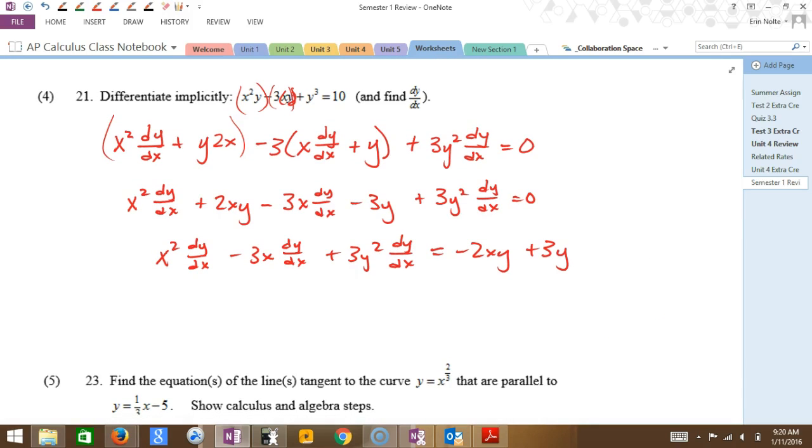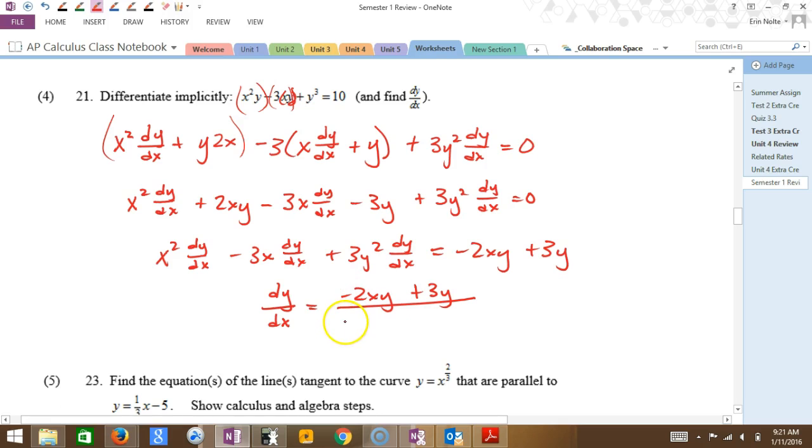On the next step, I tend to do two steps in one. If I pull out a dy dx, my next step would be to divide by what's left over. Can I do two steps in one and just divide straight to the other side? Does everybody follow that? I just don't want that to be confusing, because that can be a very confusing step. So you'd have negative 2xy plus 3y, and then you divide by all of the things that get left over.